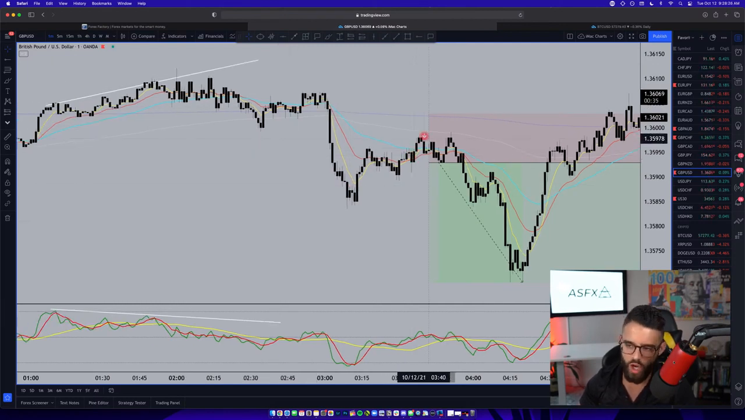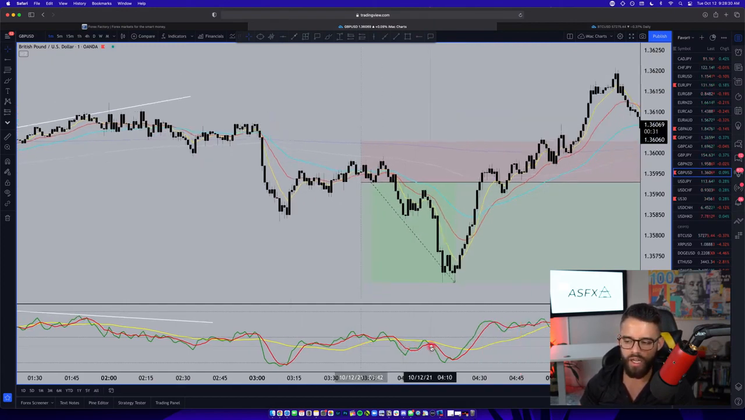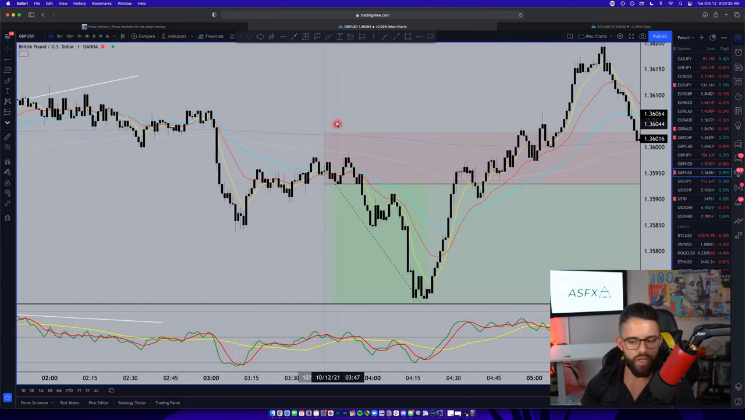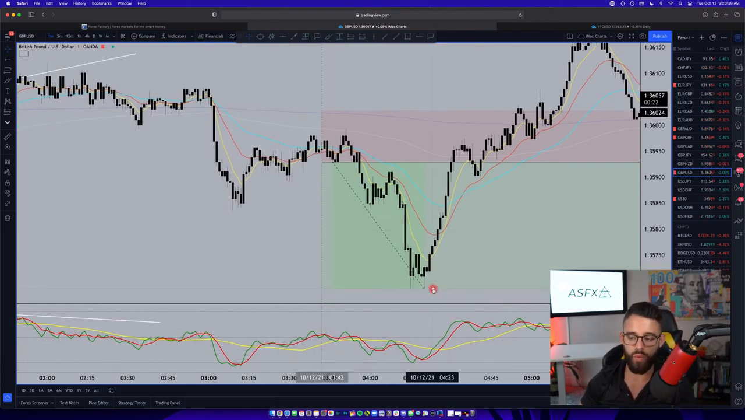And then as it breaks up through the 50 and then back down through it right here with the market sentiment line in the sell zone, that's where he's looking to take the trade because he knows that if it continues higher, he doesn't want it. But if the market sentiment line holds the sell zone, this will drop for him. And that's exactly what it did.